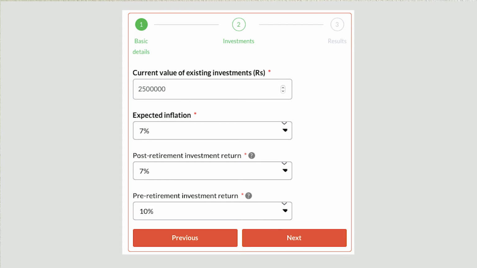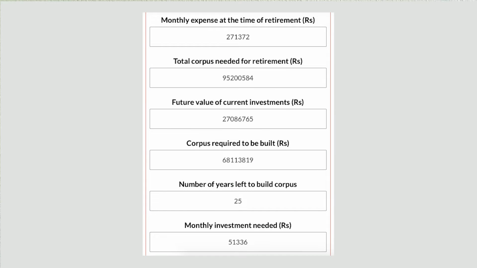Now in the next screenshot, as you can see, I've taken 25 lakhs as their existing investments. I've already explained the pre and post returns and the inflation rate. Now let's look at what the output is. Wow, the figure of 50,000 per month current expenses has gone to 2.71 lakhs. Also, the expected corpus by the time the person reaches 60 is 10 crores. I mean, these sound very high.